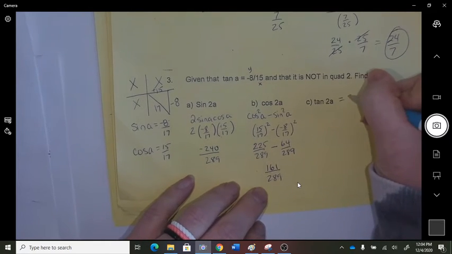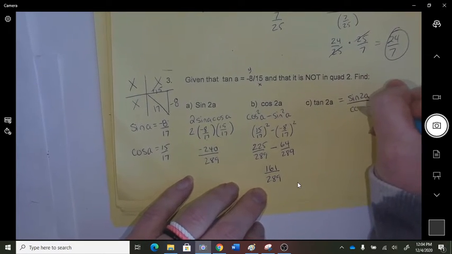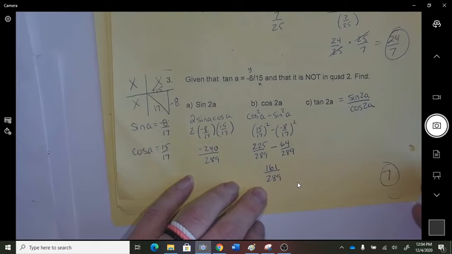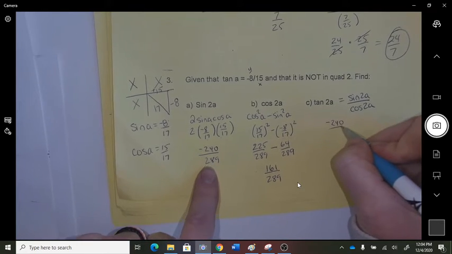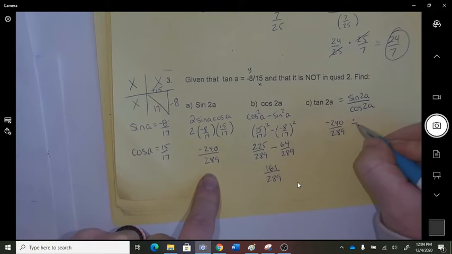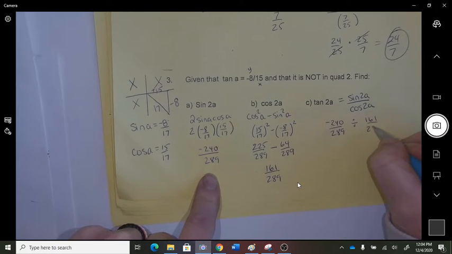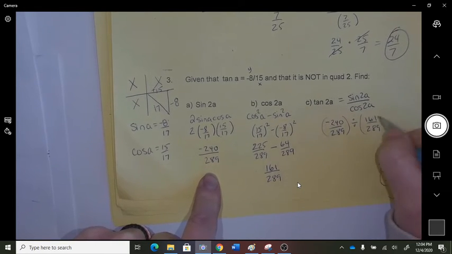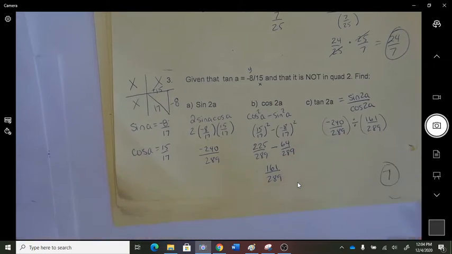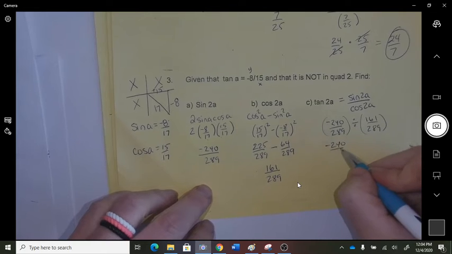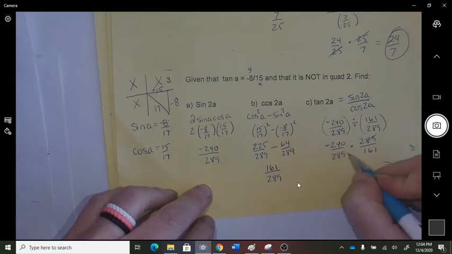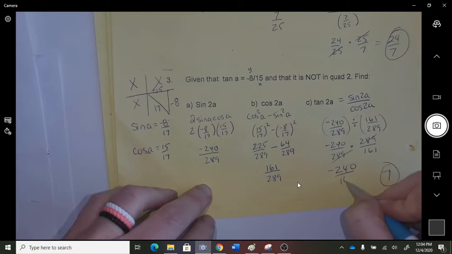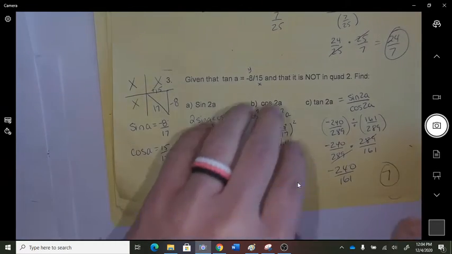Okay, so here I'm going to do sine 2a divided by cos 2a to represent a tan ratio. So I know these values. So negative 240 over 289 divided by, right? So the y divided by x kind of idea. So the sine divided by the cos. And I'm going to flip and multiply.